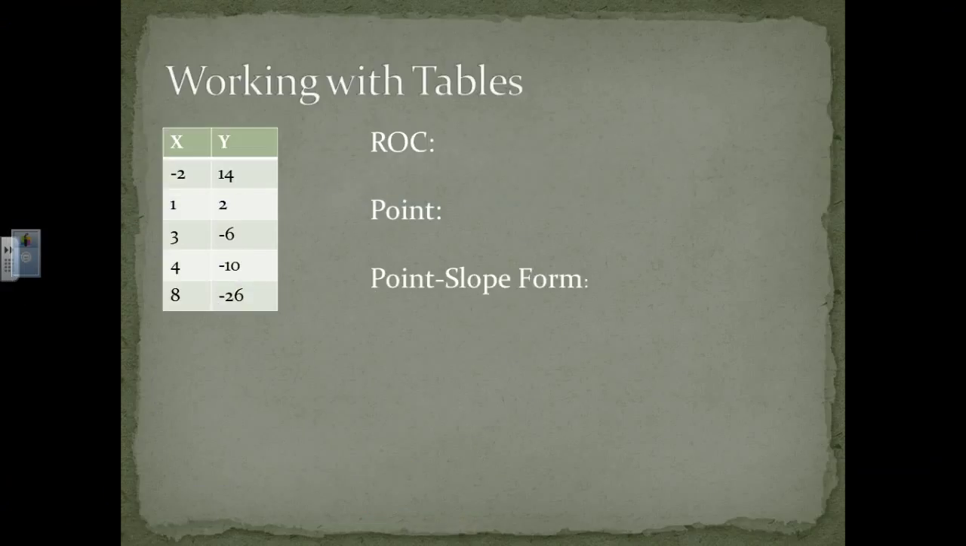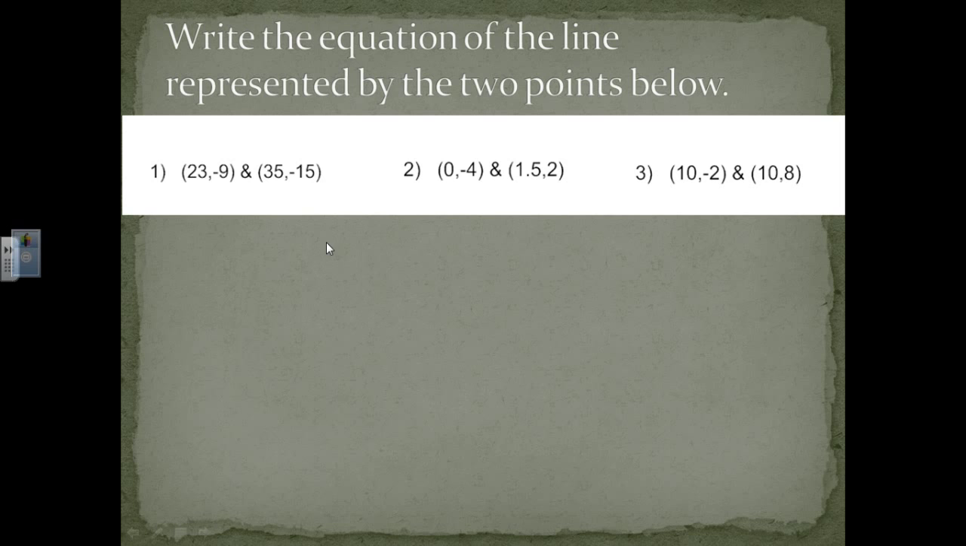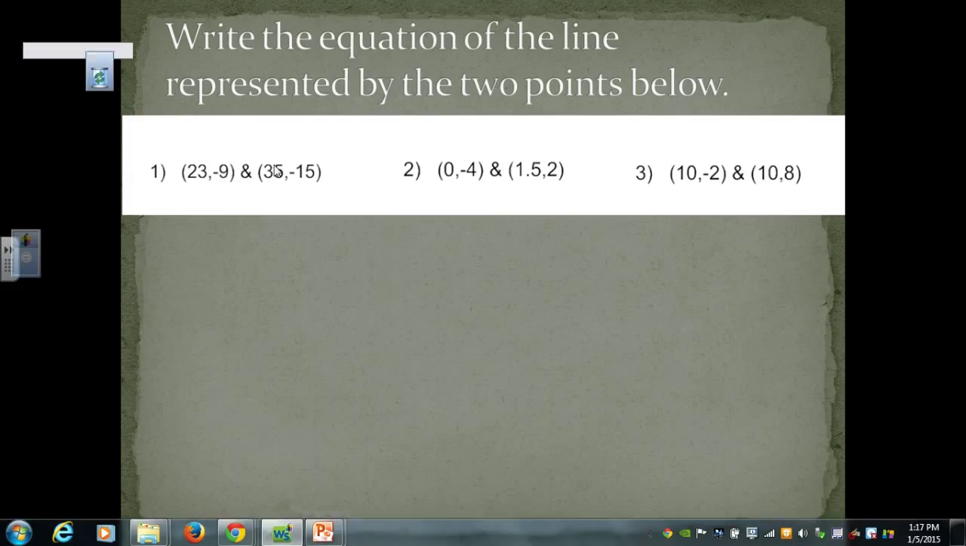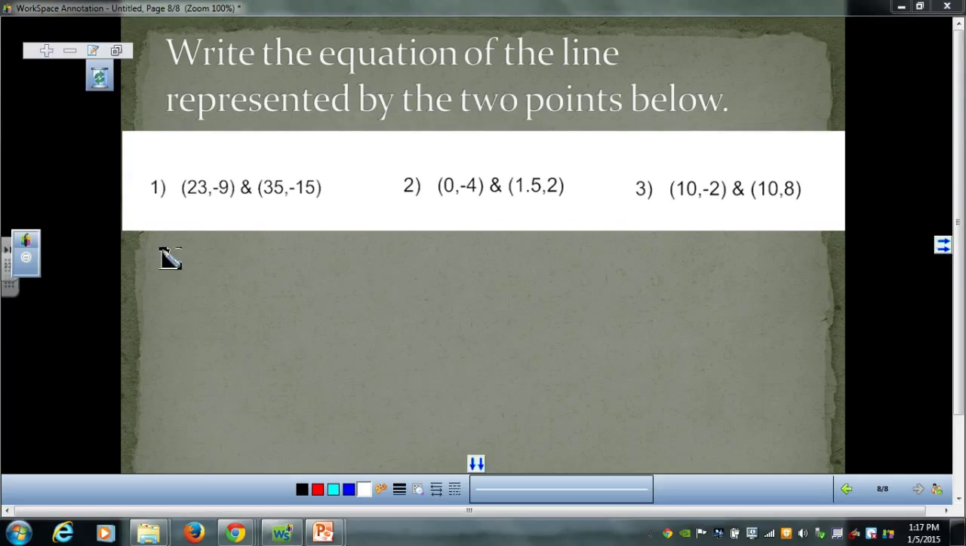Now, what if we just have 2 points? Well, then our process is narrowed down considerably, right? So we're going to do the exact same thing. No changes in what we're going to do. We first have to find our rate of change, then we have to pick one of the points, and then we have to write the equation.